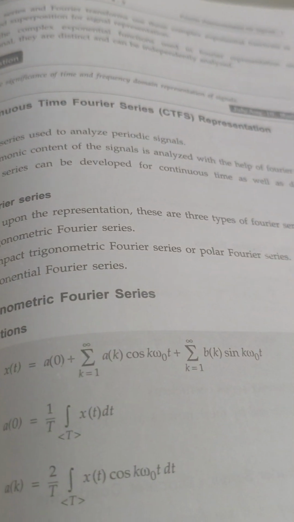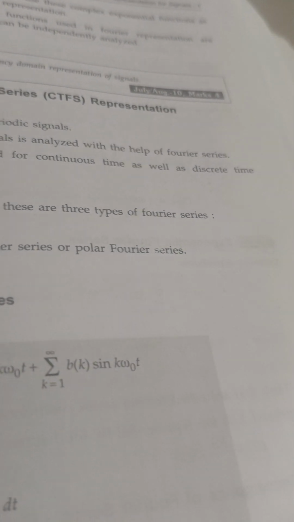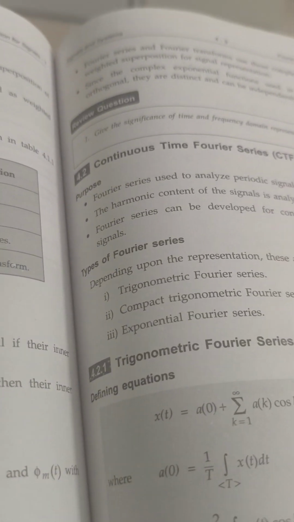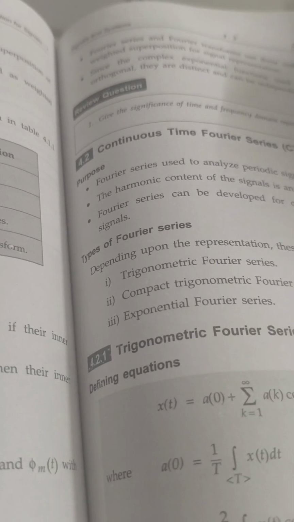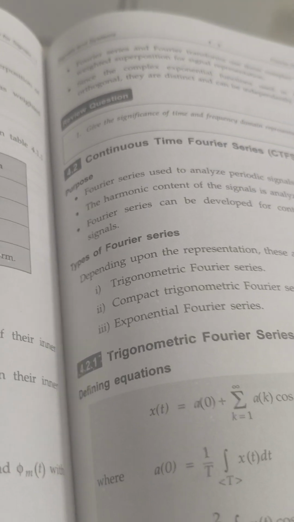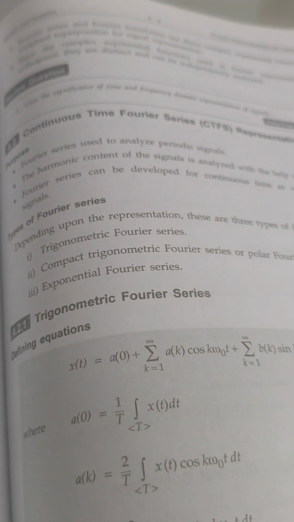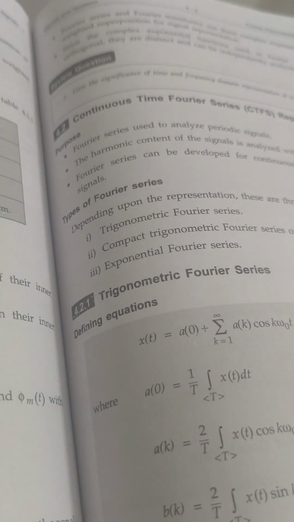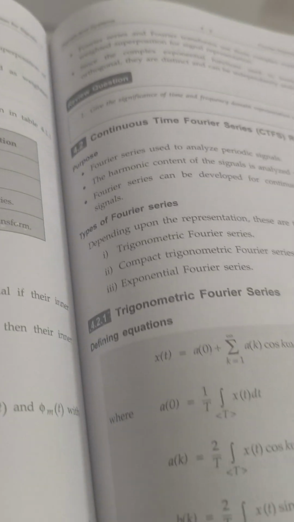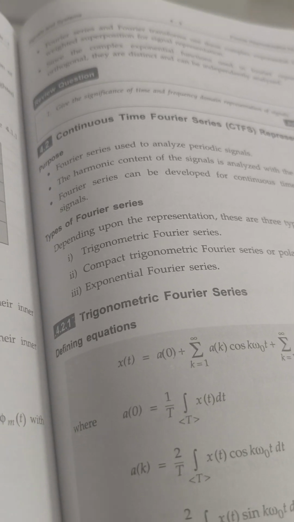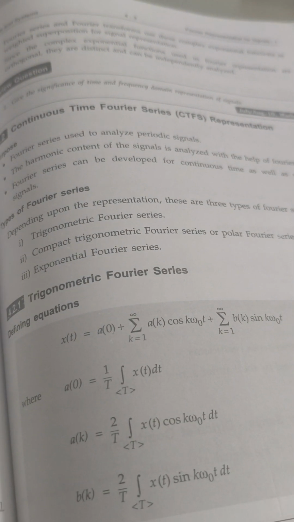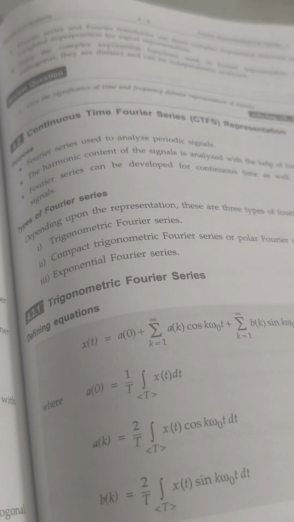Fourier series can be developed for continuous time as well as discrete time signals. Some harmonics and some distortion which are there in the signal can be analyzed by using the concept of Fourier series. Suppose a periodic signal is there. You know the different types of periodic signals. What do we mean by periodic signals?